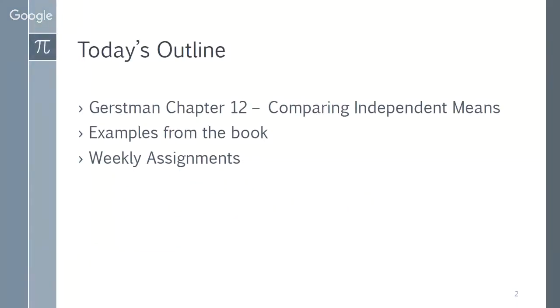Quick outline for today. I'm going to review the material in the book. The readings for this week are Gersman's chapter 12, comparing independent means. We'll do some examples from the book, and then we'll review the assignments that are due.